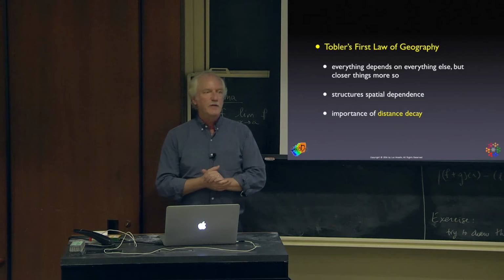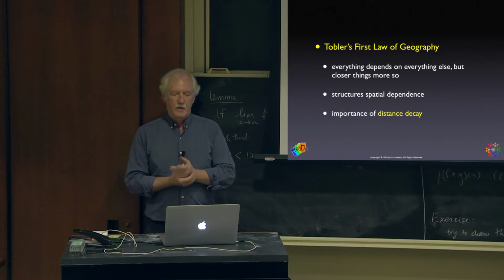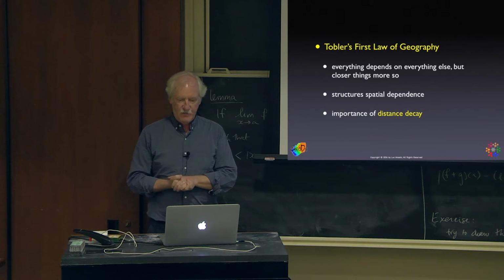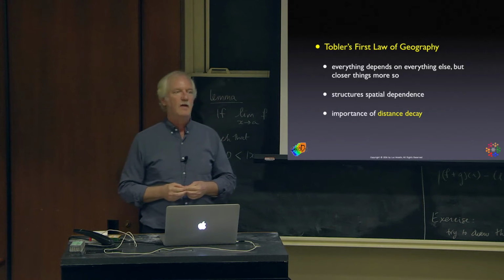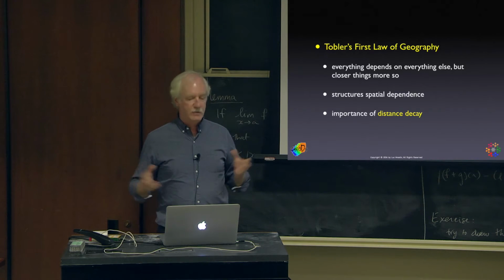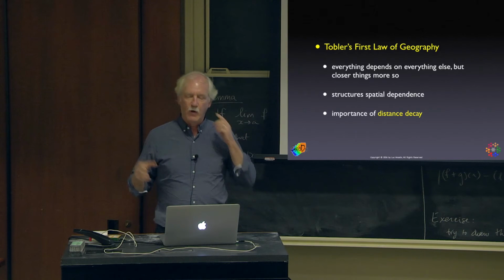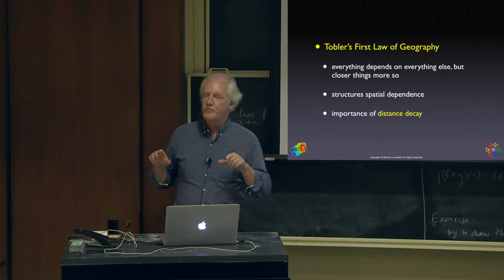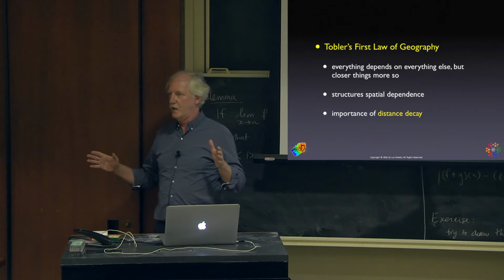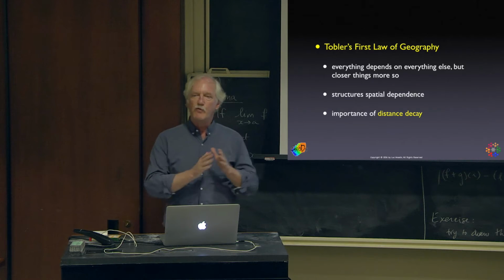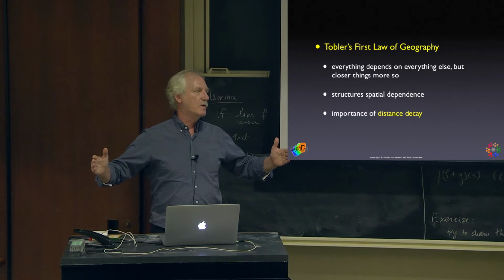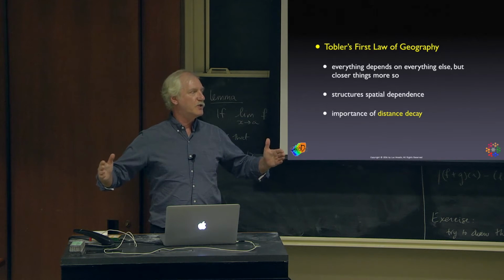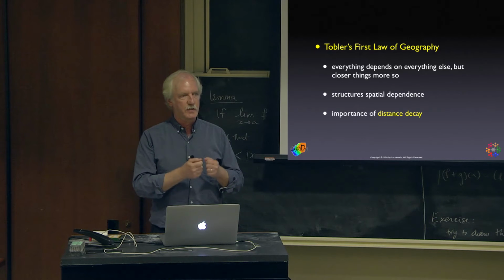The structure that we're interested in is something that makes sense. Here it's very important to think of what is called Tobler's first law of geography: everything depends on everything else, but closer things more so. What is important in this is that there is a distance decay. In other words, if you move far enough away, there is no more correlation. There is a structure to the correlation that's related to a distance decay effect.